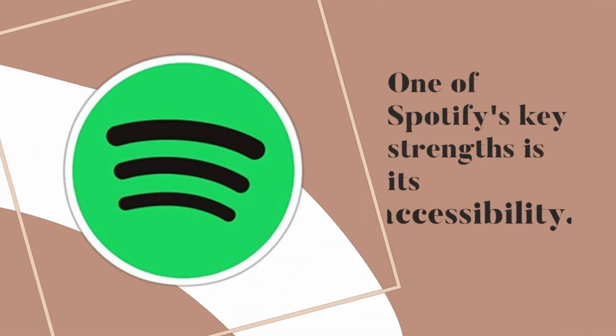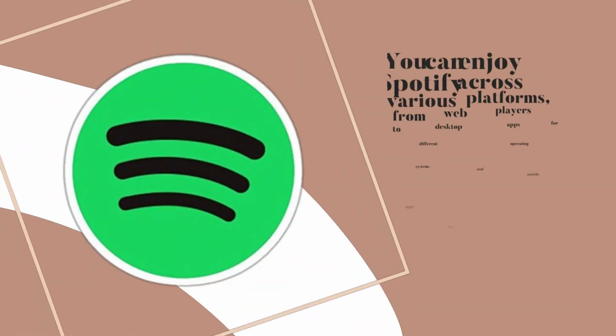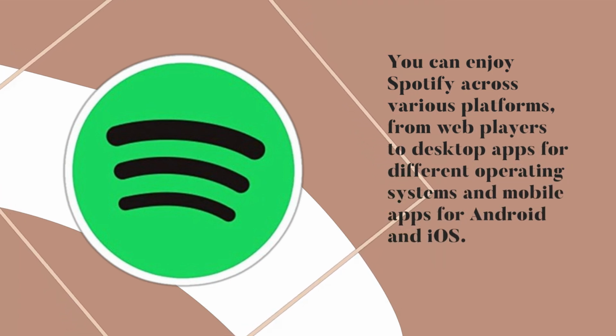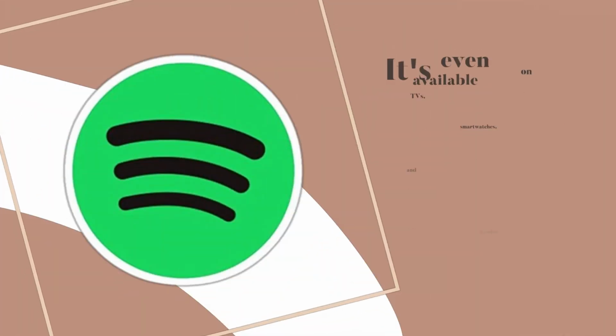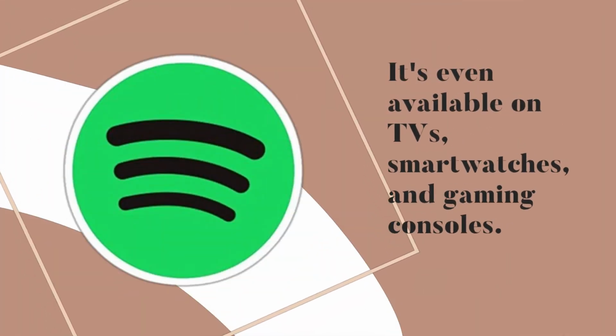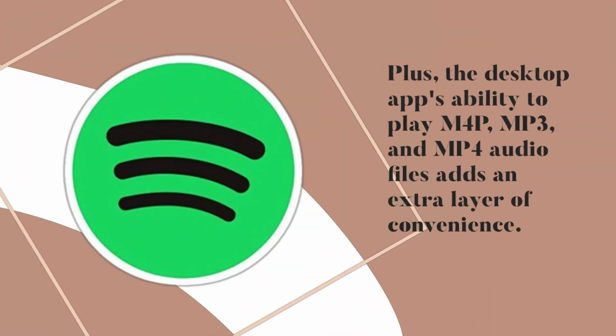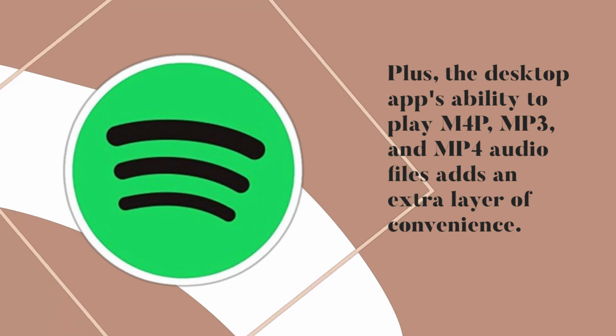One of Spotify's key strengths is its accessibility. You can enjoy Spotify across various platforms, from web players to desktop apps for different operating systems and mobile apps for Android and iOS. It's even available on TVs, smartwatches, and gaming consoles. Plus, the desktop app's ability to play M4P, MP3, and MP4 audio files adds an extra layer of convenience.